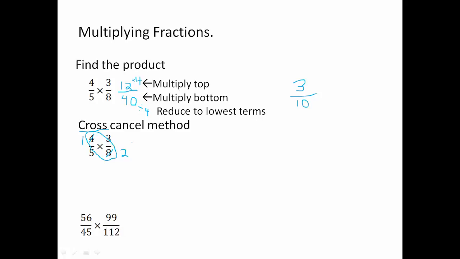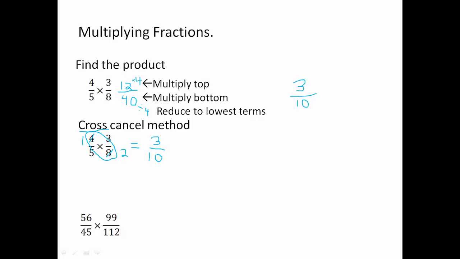And now I can do the multiply straight across process. So on top, I now have a 1 times 3, which gives me a 3. And in the denominator, on the bottom, I have a 5 times a 2, which gives me a 10. We get the same exact answer, we just did a reducing in the beginning.